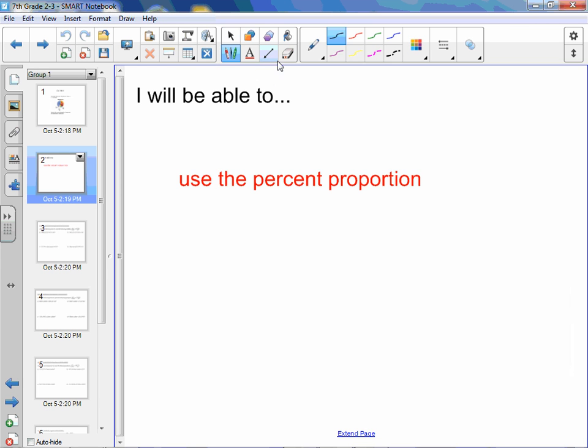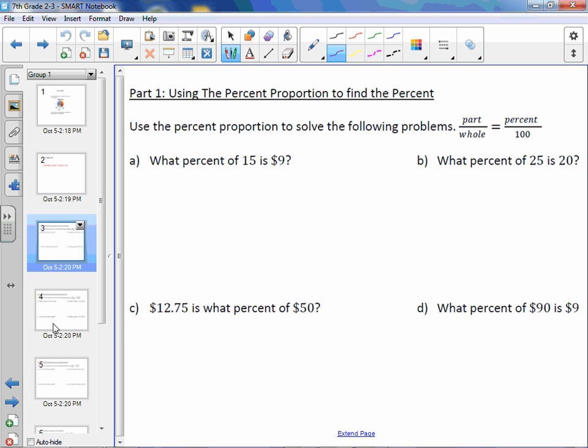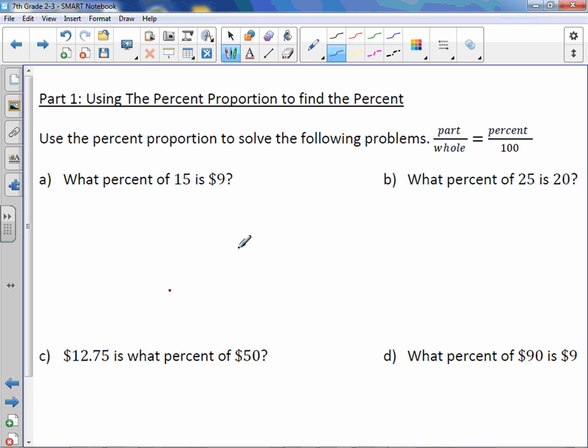Chapter 2, Lesson 3, the percent proportion. You will be able to use the percent proportion. Use the percent proportion to solve the following problems. This is your percent proportion.